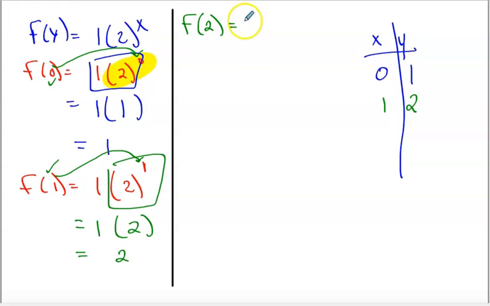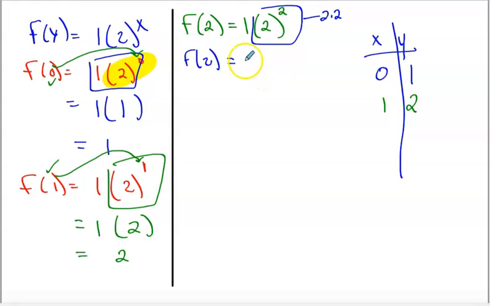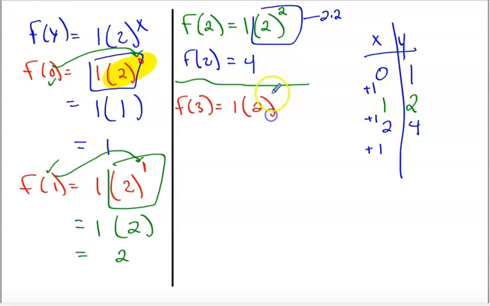F of 2 means, okay, so I'm taking my function 1 times 2 to the second power. Alright, my bad if you heard that noise, that was the dishwasher. So f of 2 is equal to, again, I'm going to do my exponents first. 2 squared means 2 times 2, which is 4. And 4 times 1 is 4. So f of 2 is 4. So my x values, I'm continuously adding 1 to my x values. Now I'll do another one. We'll do f of 3 for fun. Why not? F of 3 equals 1 times 2 to the third power.